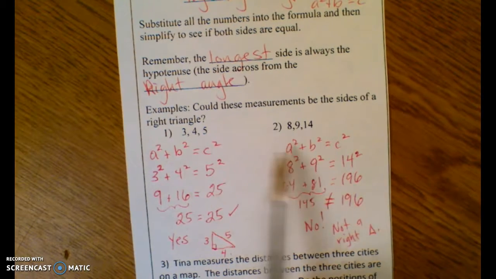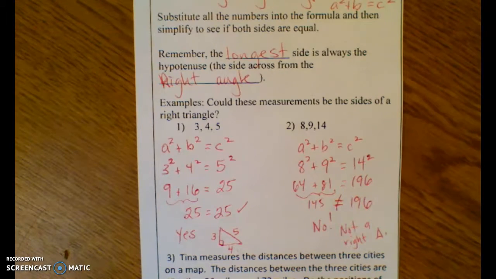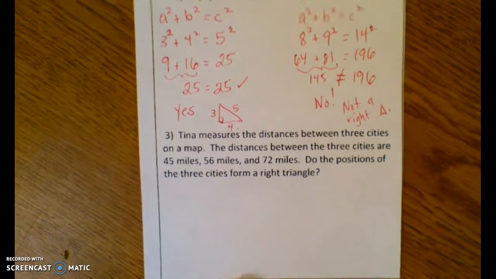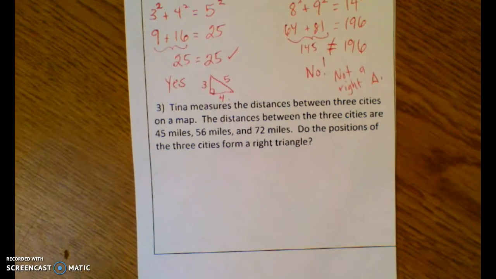Sometimes you'll be working with just numbers that we want to check to be sides, and sometimes they'll make a little word problem out of it. So this one says Tina measures the distances between 3 cities on a map. The distances between the 3 cities are 45, 56, and 72 miles. Do the positions of the 3 cities form a right triangle?